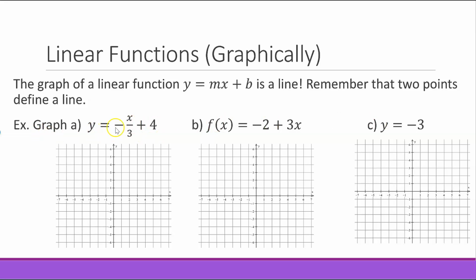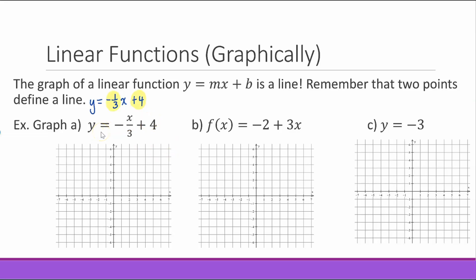So in this example, we're asked to graph each of the following. Graph y equals negative x over 3 plus 4. So let's go ahead and think about this as negative 1/3 x plus 4. So I'm going to write that above it where I have some space. Negative 1/3 x plus 4. So I can just separate the m and the b value.